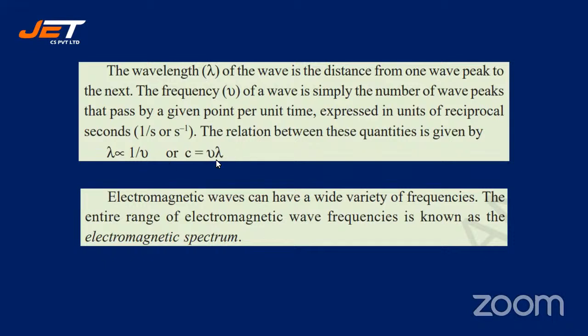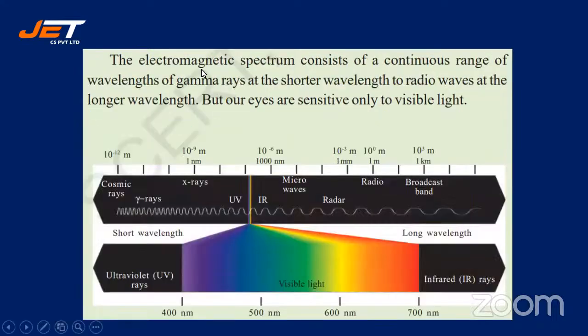So c equals nu lambda. Electromagnetic waves can have a wide variety of frequencies. The entire range of electromagnetic wave frequencies is known as the electromagnetic spectrum. Let us see now what is the electromagnetic spectrum. The electromagnetic spectrum consists of a continuous range of wavelengths from gamma rays at the shorter wavelength to radio waves at the longer wavelength.